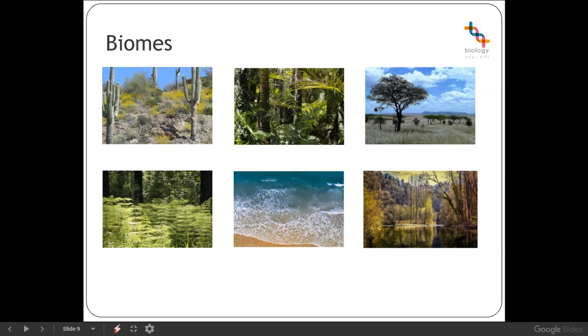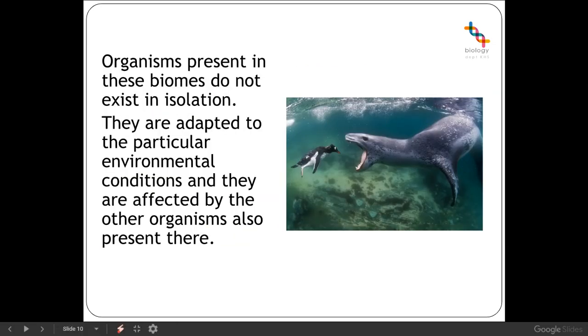And it's important to realise as well that the organisms present in these biomes aren't living in isolation. They're adapted to the environmental conditions that are there. So an animal that lives in the desert is adapted to live in the desert. They're also affected by any other organisms that are present there. So there might be predators, there might be prey, used as food source, not used as food source, and so on. So they're going to have quite a significant impact on what can survive and what can't survive.